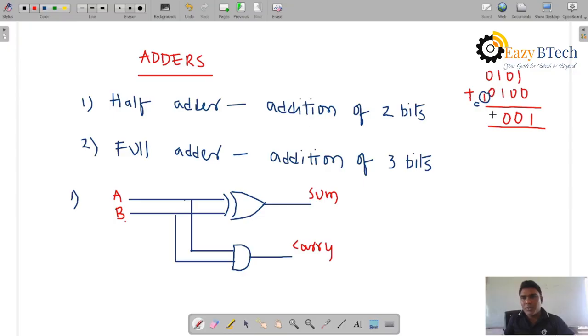So 0 plus 0 is 0, 0 plus 1 is 1. This is the addition of two binary bits, giving the sum value, and the carry value is forwarded to the next level. So two outputs are here, sum and carry. The sum is A exclusive-OR B, and the carry is A AND B. If you take the truth table 0001 and 1011 and use the Karnaugh map, we get these equations: A XOR B and AB.